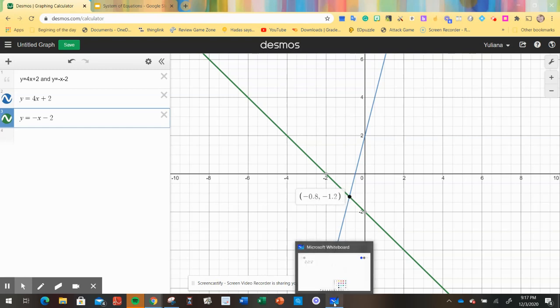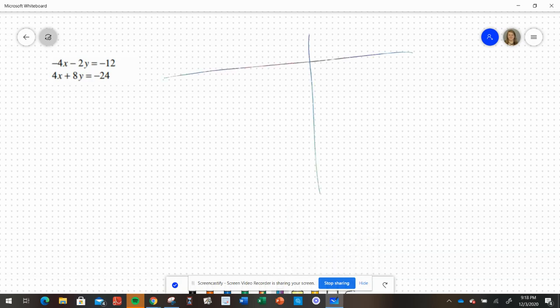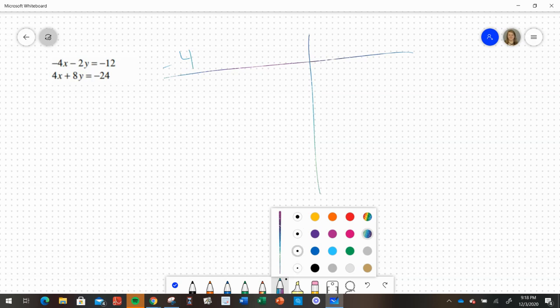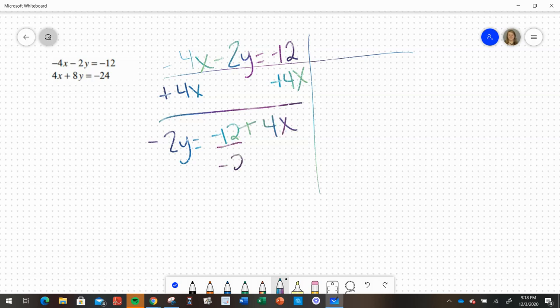Okay. Now, what do I do if I am given something like this? Unfortunately, I cannot graph this in Desmos until it is in y equals form. So the first thing I'm going to do is solve for y like we just practiced. My first equation is negative 4x minus 2y is equal to negative 12. Just like we talked about, I'm going to move the 4x to this side. So I have negative 2y is equal to negative 12 plus 4x. And then I'm going to divide everything by negative 2.